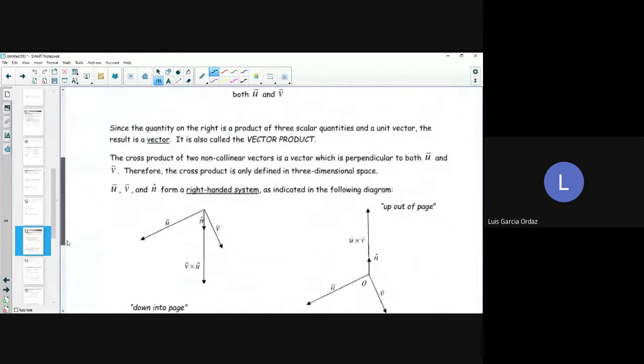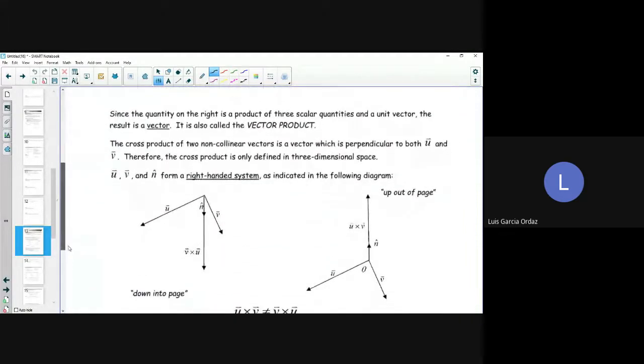Since the quantity on the right is a product of three scalar quantities and the unit vector, the result is a vector, so it is also called a vector product. When we do the cross product, we end up getting another vector. The cross product of two non-collinear vectors is a vector which is perpendicular to both u and v. Therefore, the cross product is only defined in a three-dimensional space.